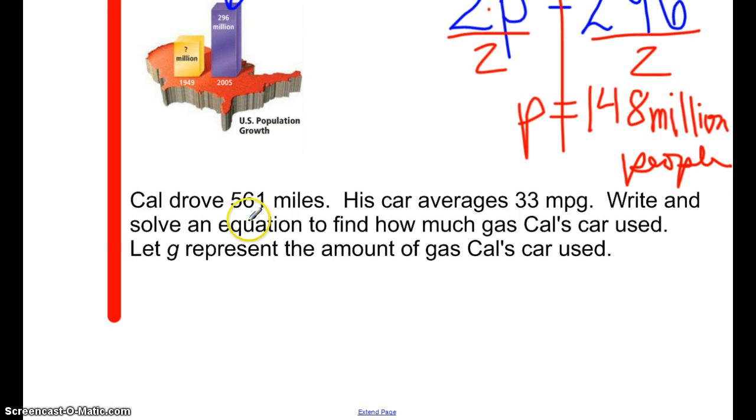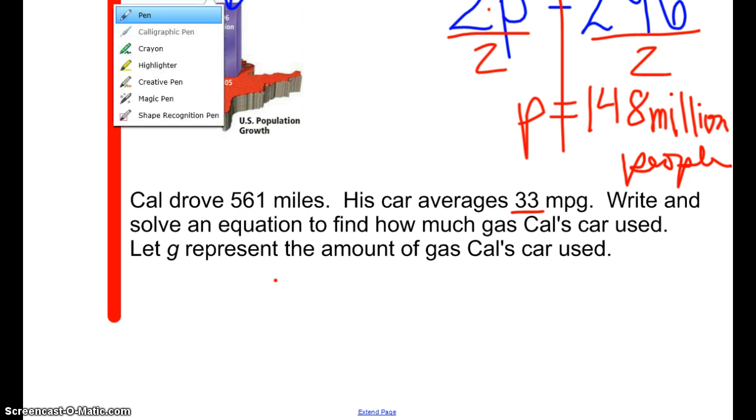Cal drove 561 miles. His car averages 33 miles per gallon. Write and solve an equation to find out how much gas Cal's car used. Now, if I were just doing this, if I didn't have to write an equation, I would just say, hey, 561 divided by 33. And that's totally cool. So that tells me, if I solve it by division, what does my equation have to have in it? You got it. I've got 33 times something is going to give me the 561.